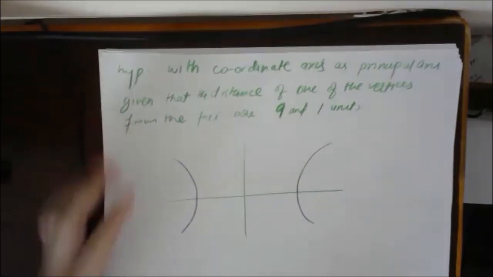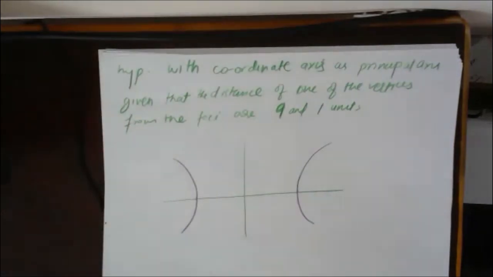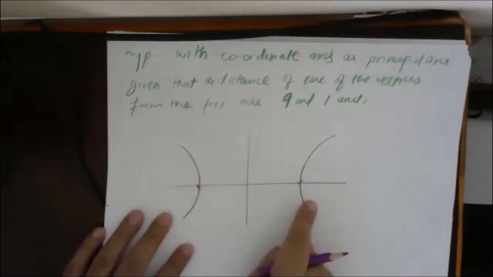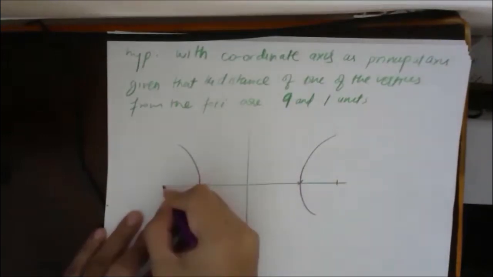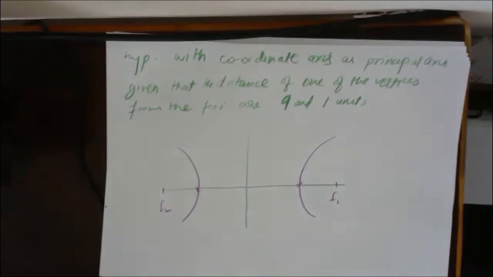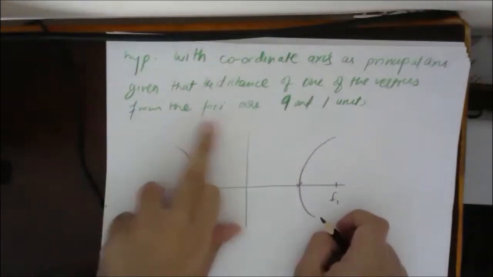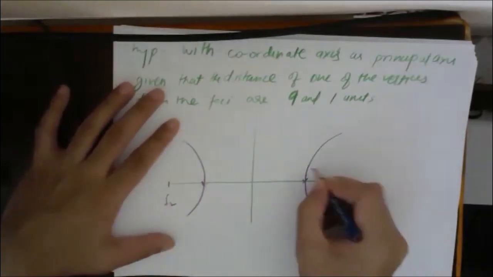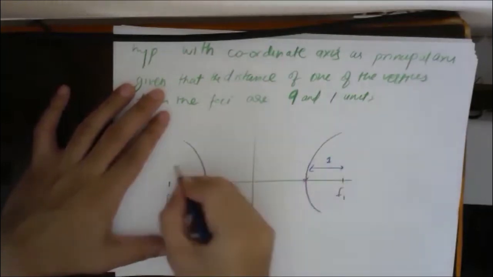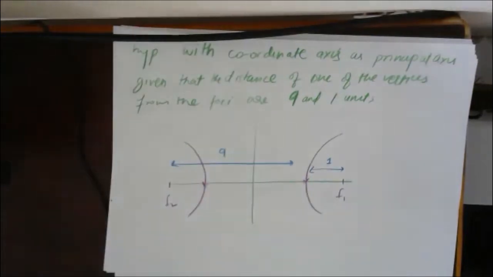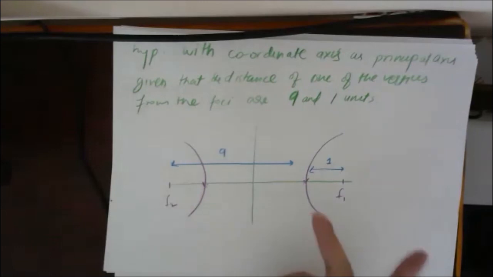So x-axis and y-axis are its principal axes. That means the transverse and conjugate axes are the x and y axes, right? Now these are the two vertices. This one is focus 1 and this one is focus 2. The distance of one of the vertices from the foci are 9 and 1, so the closer one is 1 and the farther away one is 9.